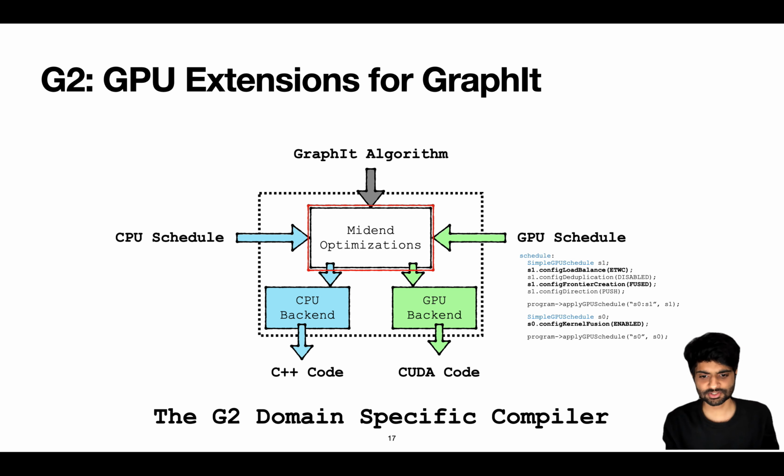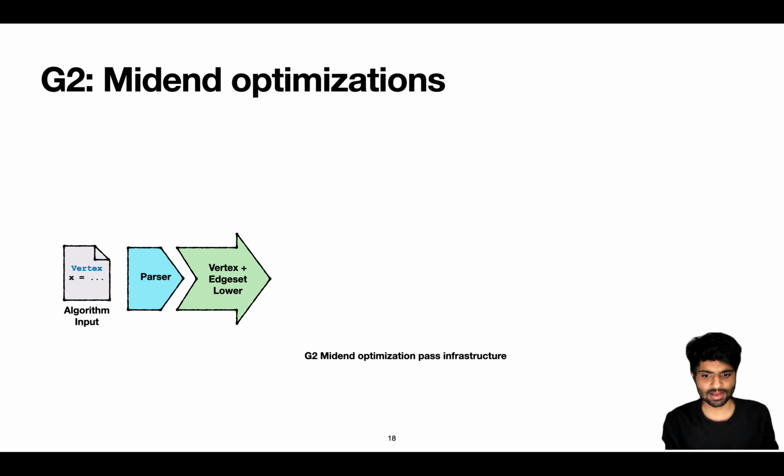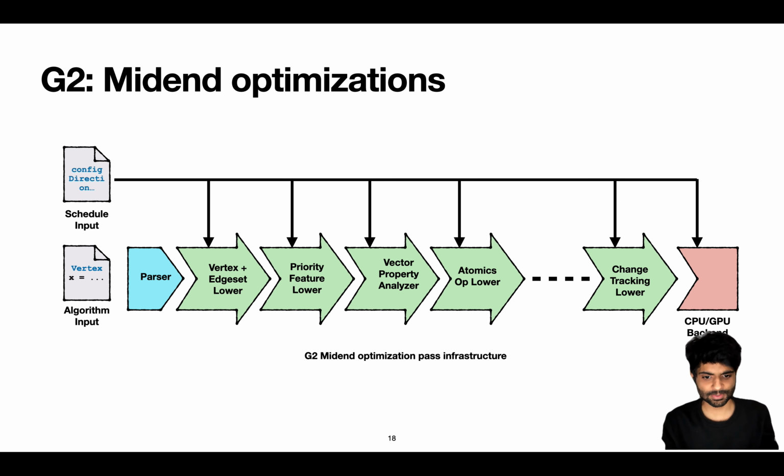The bulk of optimizations in G2 are in the midend phase. The midend is a series of analysis and transformation passes running on the algorithm representation before code generation in the backend. These passes are parameterized by the scheduling language input for both correctness and performance. Let us look at one such pass in detail.